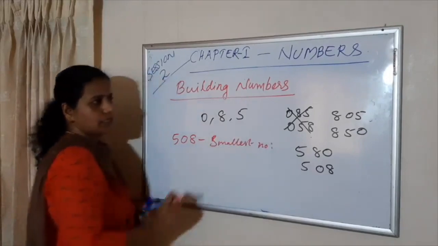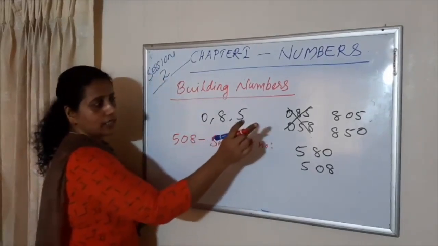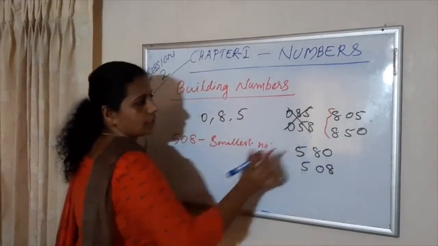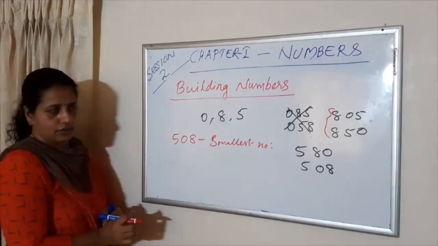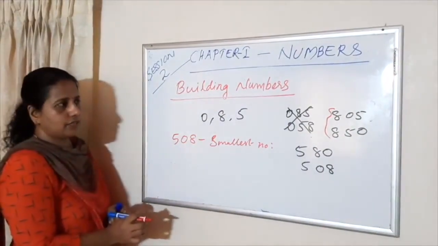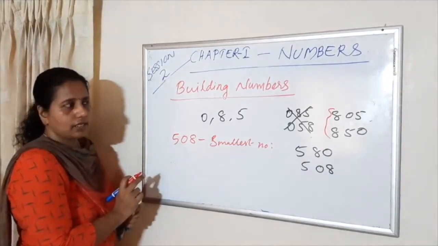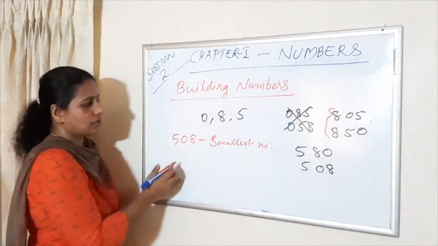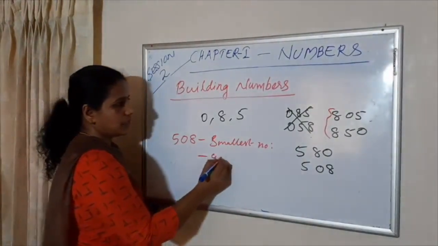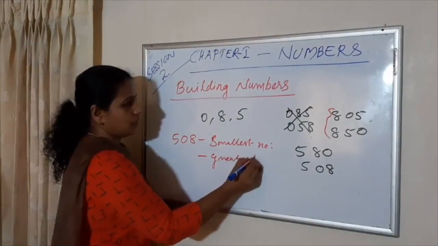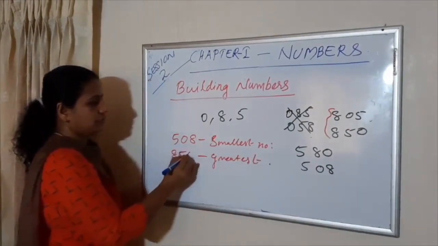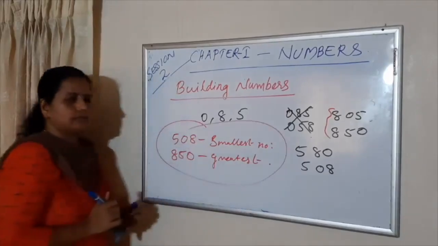And which is the greatest number? You want to consider only 805 and 850. So tell me which is the greatest number? 5 is greater than 0. So the greatest number is 850. Clear?